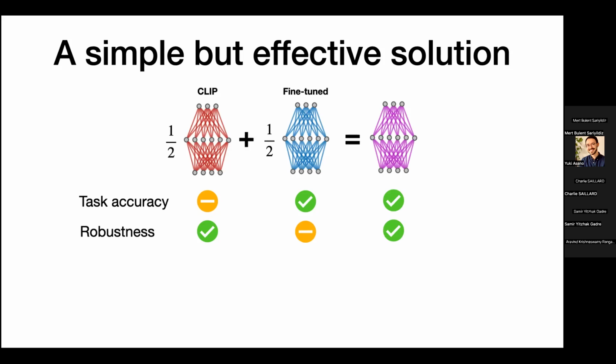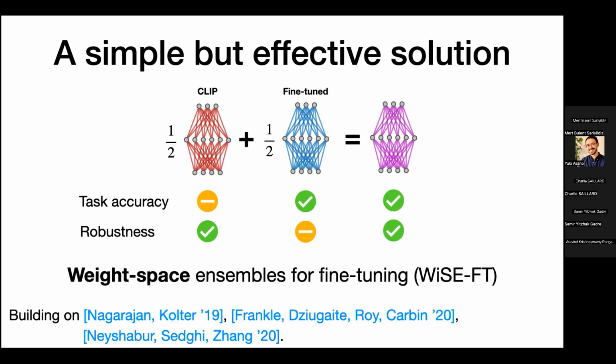But really what we want is a model that has both of these properties. And so what Mitchell and Gabriel found in this paper is a thing that is maybe obvious now in retrospect, but at the time was not obvious: to just take the weights of these two neural networks and just add and divide by 2. This is what we'll call WiSE-FT, and it builds on a lot of prior work.